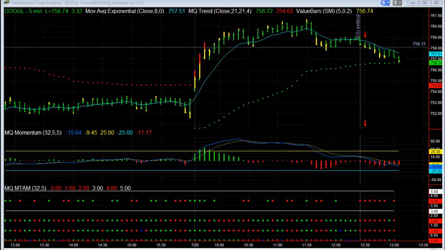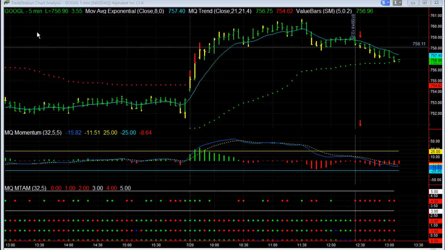So I am looking at Google here on an intraday chart, specifically the 5-minute. Now, I also want to bring to your attention, here's our normal chart, MQ trend. We have MQ momentum, and we have a brand new indicator. This is our MQ MTAM indicator. And MTAM stands for Multi-Time Frame Analysis Momentum Indicator, which is basically what we're doing.